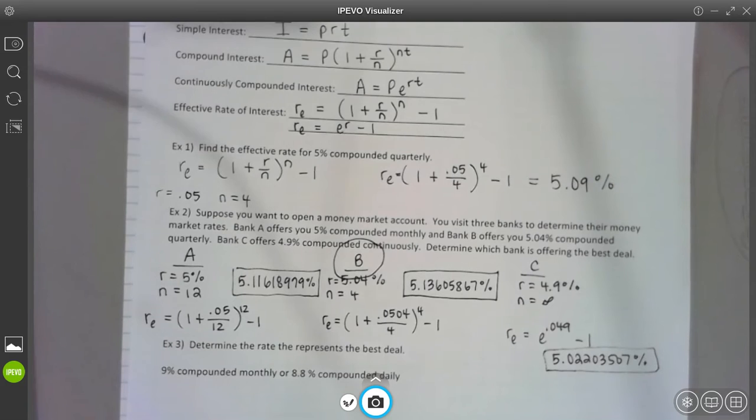Okay, does that make sense? Can everybody give me a thumbs up if that's okay? These effective rates, again, you're just trying to find an equivalent rate that ends up with the same amount of money as something that had been being compounded versus something that is not going to be compounded.